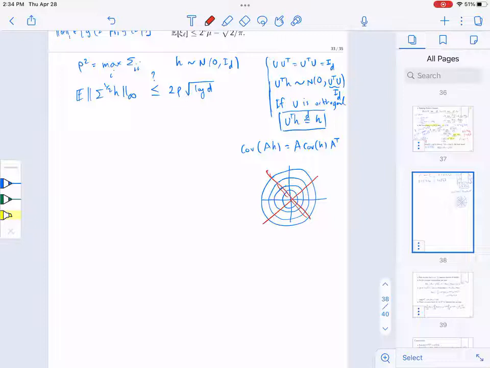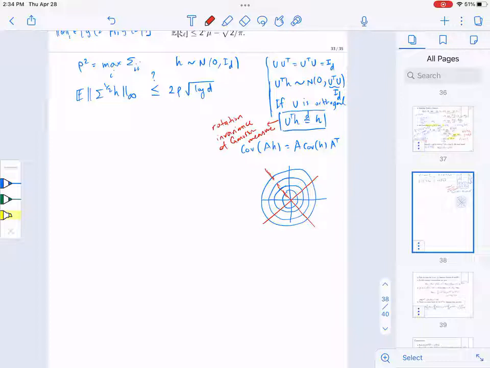If the covariance matrix was not identity, then it wouldn't be, right? It would be something like this, and then it's not rotation invariant. But the so-called canonical Gaussian measure in R^D is rotation invariant. So, rotation invariance of the Gaussian measure or Gaussian distribution.